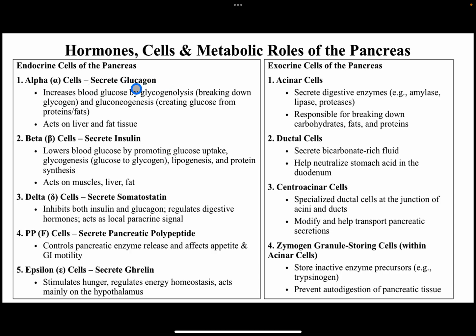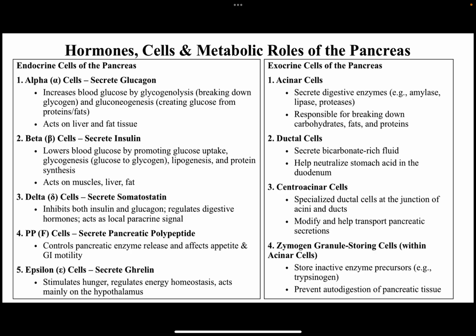And then the alpha cells secrete glucagon, and it also uses two main processes to help increase your blood sugar level. It will use a process called glycogenolysis and then gluconeogenesis. Glycogenolysis is breaking down glycogen back into glucose, and gluconeogenesis is creating glucose from non-carbohydrate sources like protein. So it will look for proteins and fats and convert them back into glucose. That is what glucagon will do.